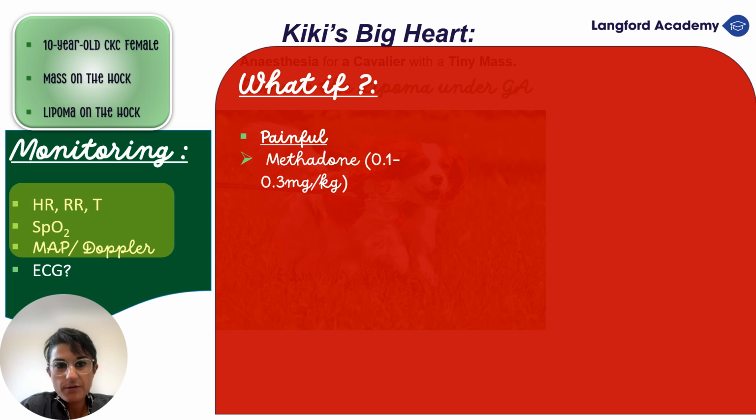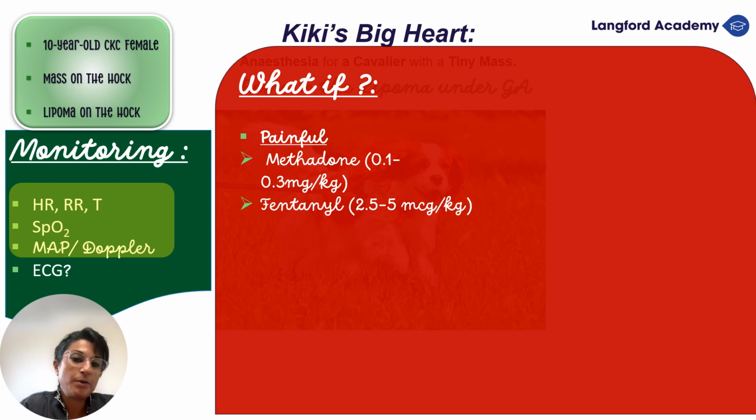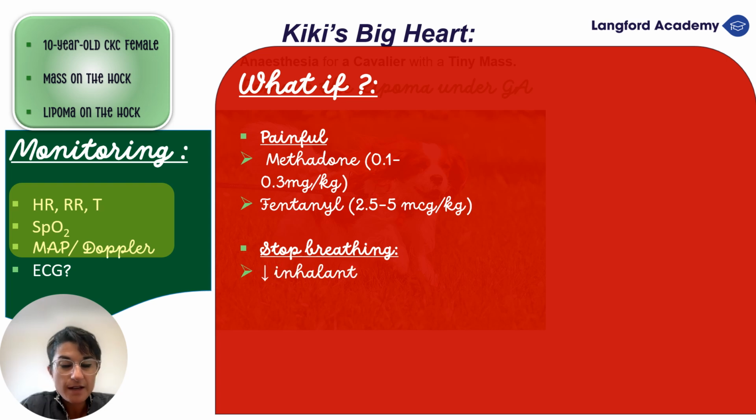It can become painful. So in that situation, you want to give some boluses of methadone at 0.1 mg per kilo by incremental dose up to 0.3 over 4 hours. I know I suggested giving buprenorphine to start with, but it's probably more theoretical that partial mu agonists antagonize the other mu agonist opioids. Personally, I never had any issue with this. It does work just after buprenorphine. But otherwise, you can give fentanyl boluses as well at 2.5 to 5 microgram per kilo. Those boluses can make the patient stop breathing, but that's okay. You can hand ventilate and decrease inhalant.